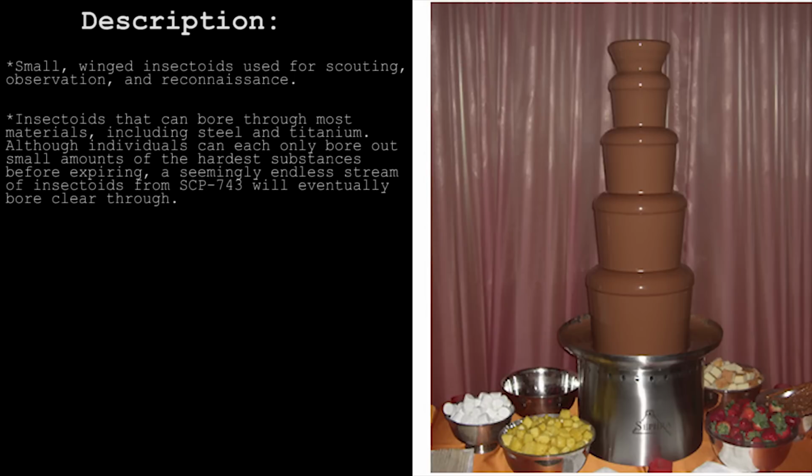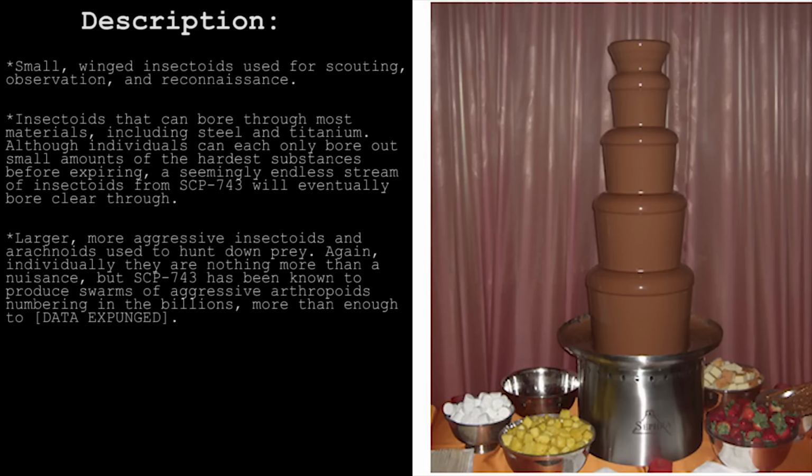Insectoids that can bore through most materials, including steel and titanium. Although individuals can each only bore out small amounts of the hardest substances before expiring, a seemingly endless stream of insectoids from SCP-743 will eventually bore clean through. Larger, more aggressive insectoids and arachnoids are used to hunt down prey. Again, individually, they are nothing more than a nuisance, but SCP-743 has been known to produce swarms of aggressive arthropods, numbering in the billions. More than enough to data expunged.